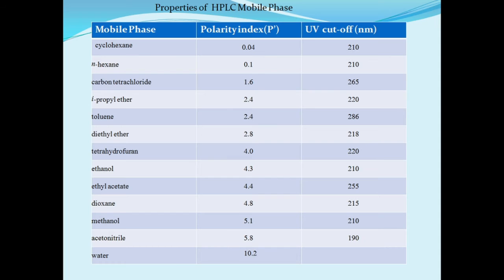This table shows the polarity index for mobile phases and UV cutoff in nanometers. Here, cyclohexane has polarity index 0.04 and UV cutoff 210 nanometers. Tetrahydrofuran, polarity index 4.0, UV cutoff 220. Methanol, polarity index 5.1 and UV cutoff 210. Water has polarity index 10.2 and there is no UV cutoff.